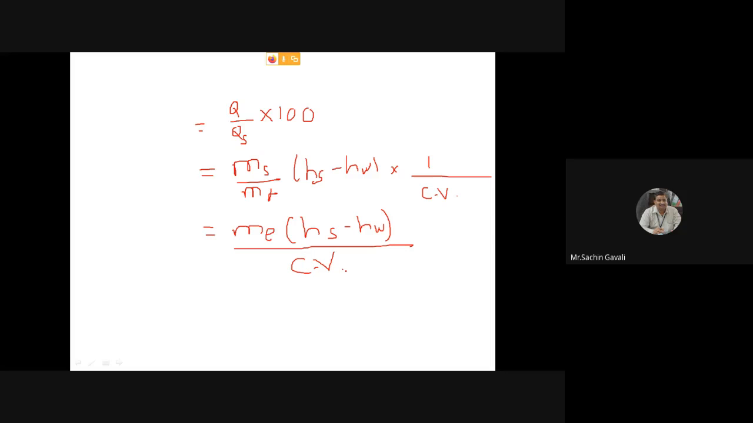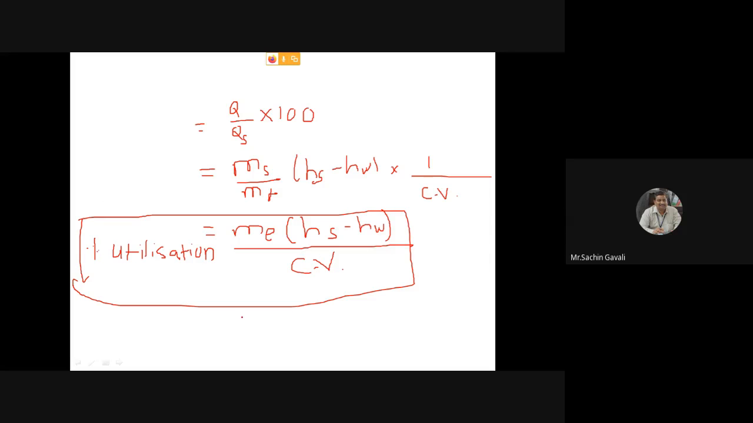Anybody can reply. What is this formula? First utilization, the first percentage utilization. Efficiency of boiler. Correct. First utilization always gives the value of efficiency of boiler. So it is nothing but eta boiler.